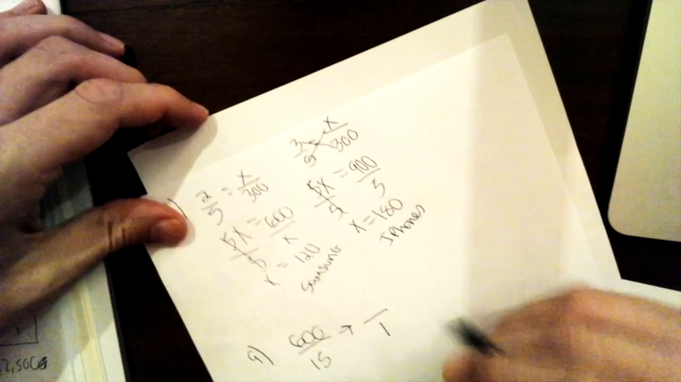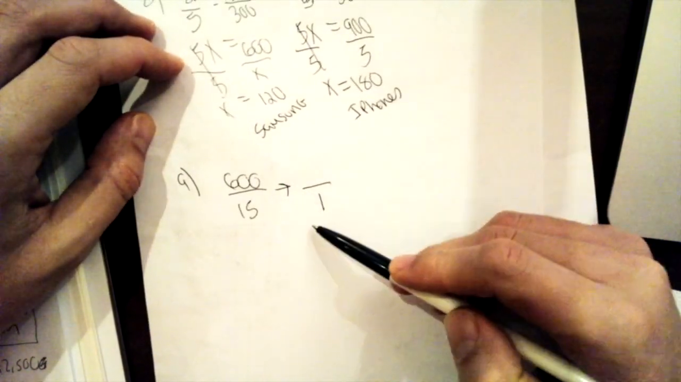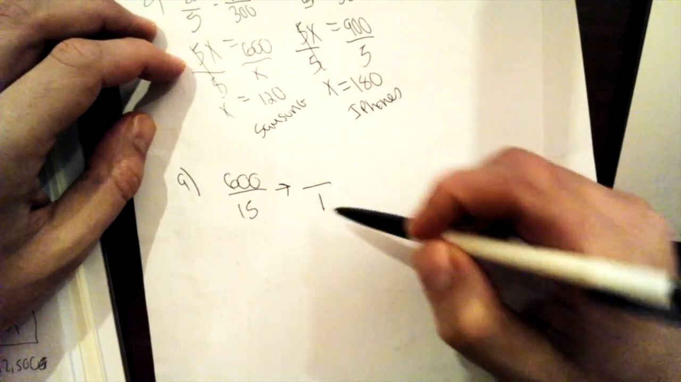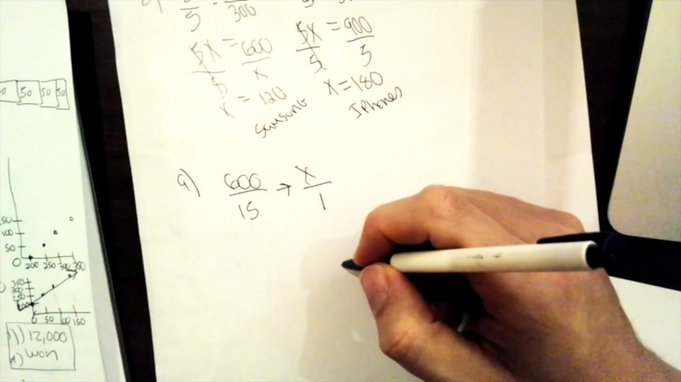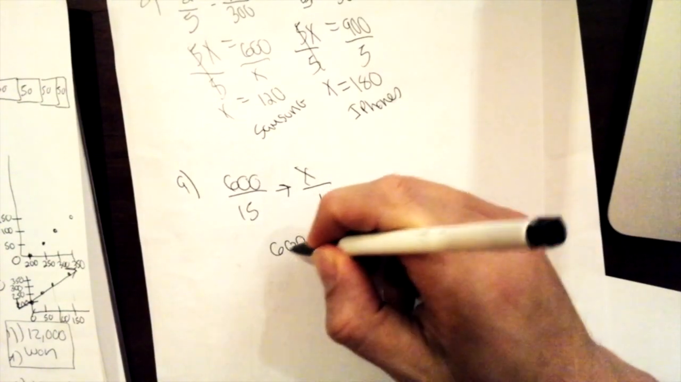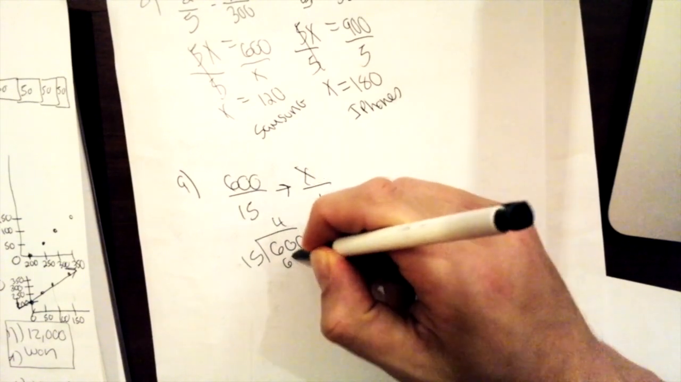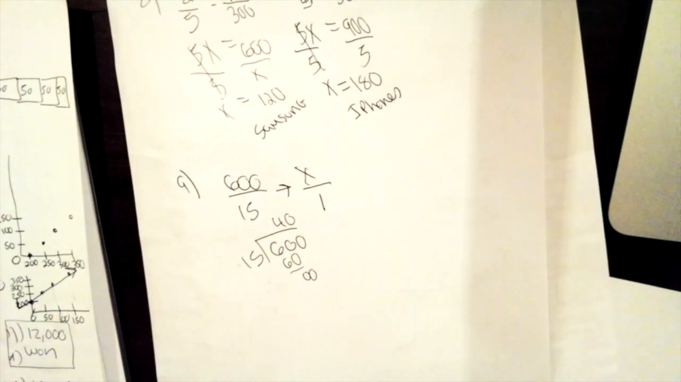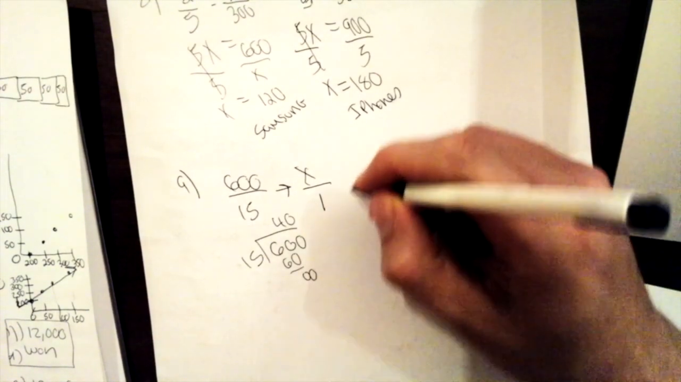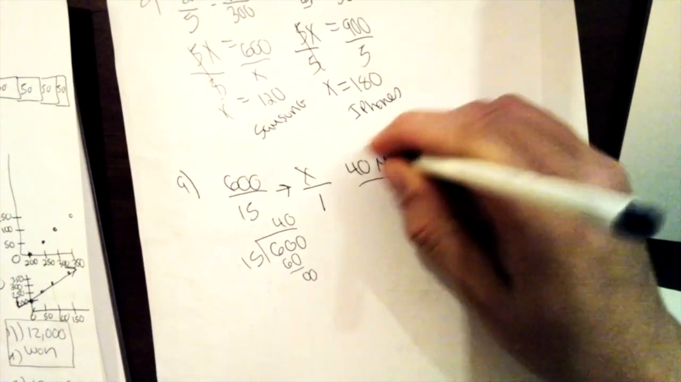Now we need to make it a unit rate. So what goes in the blank? Well, all you have to do is divide. We can do 600 divided by 15 to get 40. So the question is, how many M&Ms are there per package? Well, there are 40 M&Ms per package.